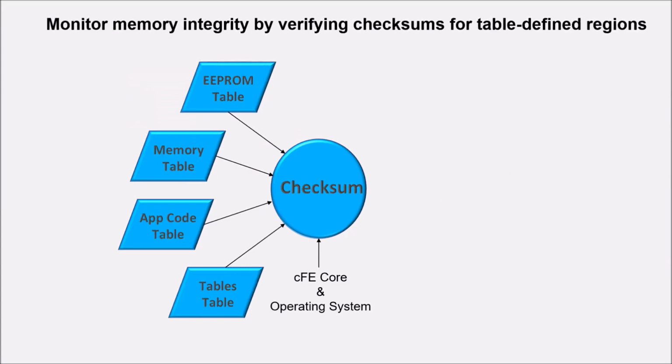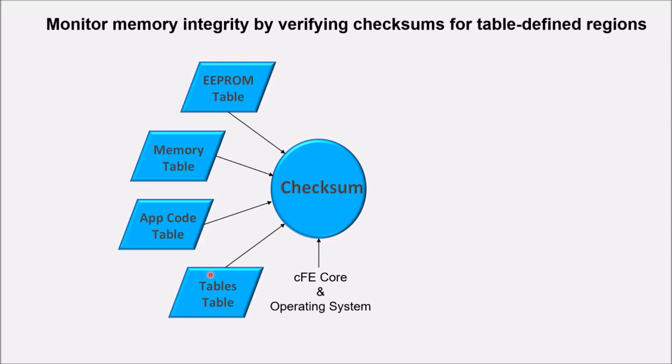The Checksum app monitors memory integrity by periodically verifying checksums for table-defined regions. CS has 4 tables that can be configured to define which regions of memory should be checksummed. The EEPROM table defines blocks in non-volatile memory. The memory table defines blocks in RAM. The app code table lists the names of apps whose code segments should be checksummed. And the tables table lists the names of tables that should be checksummed.